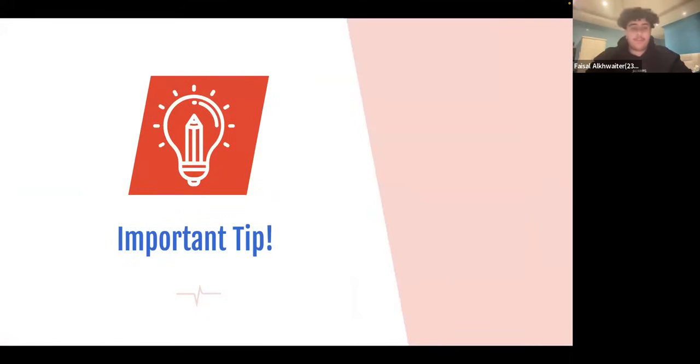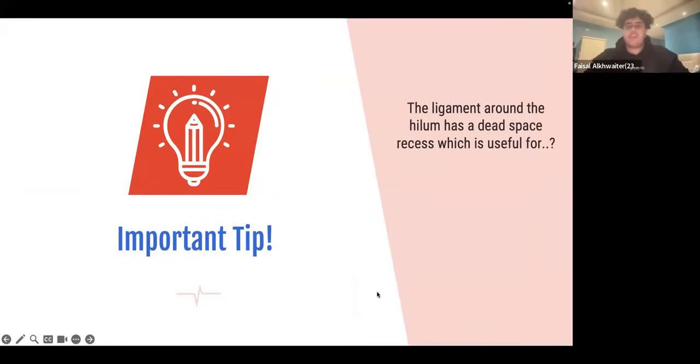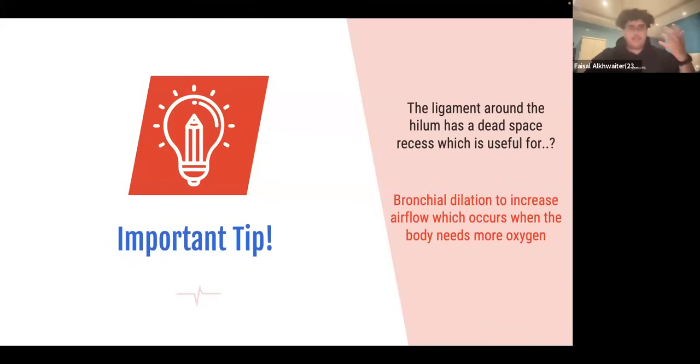So a very important tip: the ligament around the hilum has a dead space, a recess. Which is useful for what exactly? Does anyone have an idea about that? Usually when we're running, for example, we need space so the bronchus can dilate and the blood vessels can dilate. If you do not have space and the vessels want to dilate, that doesn't really happen. But if you have some dead space that can accommodate the vessels when they dilate, that will be very functional. So that's why we do have some dead space in these areas.